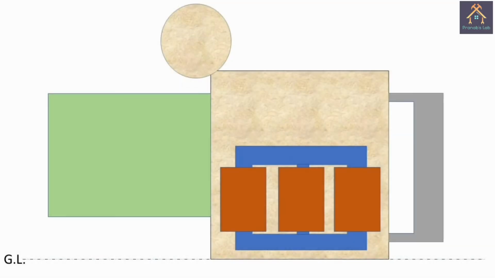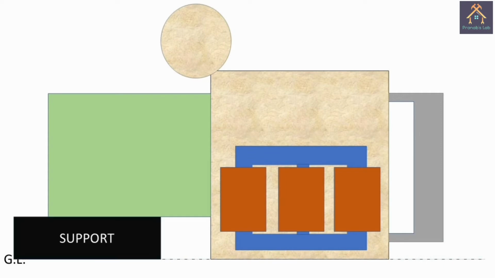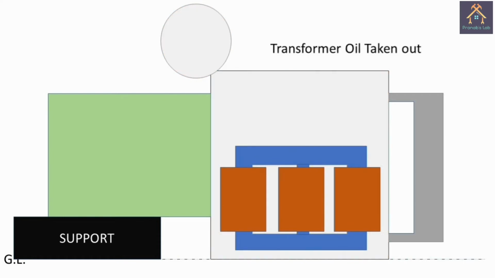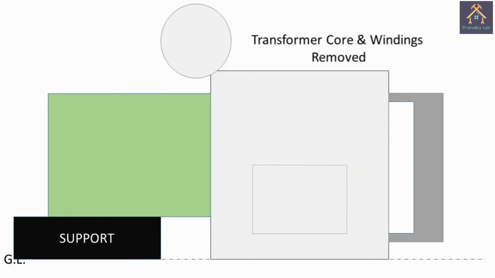To avoid the accident, a mechanical object is supported below the tap changer, and in this position we can easily take out the transformer oil or transformer core and winding, and the accident can be avoided. The warning plate tries to warn about this.